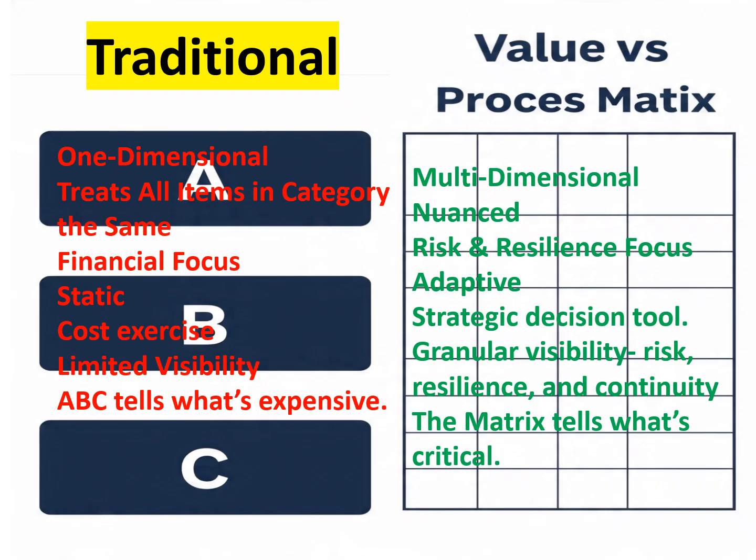Traditional ABC analysis is just a cost exercise, whereas the value versus process matrix is a strategic decision tool. ABC analysis has limited visibility, whereas the value versus process matrix has granular visibility, risk and resilience, and continuity. Simply, ABC tells you what is expensive, whereas the matrix tells you what is critical.